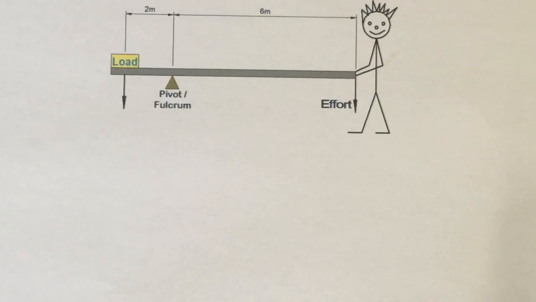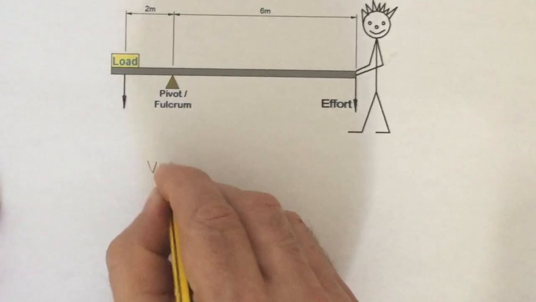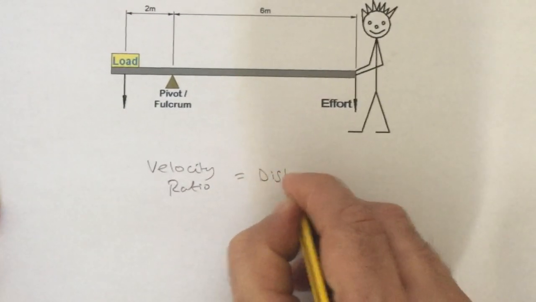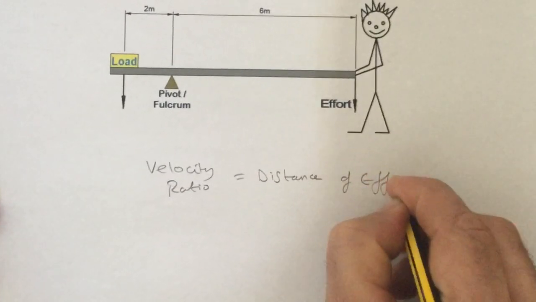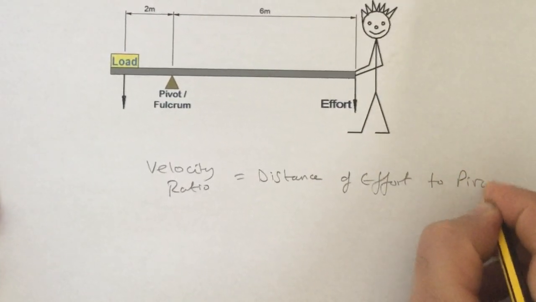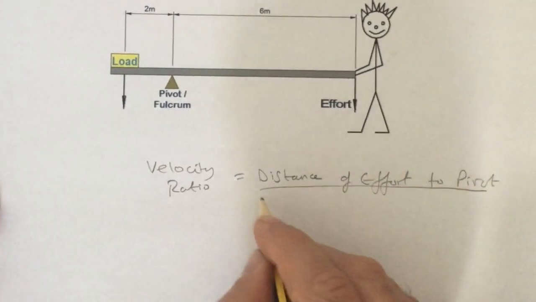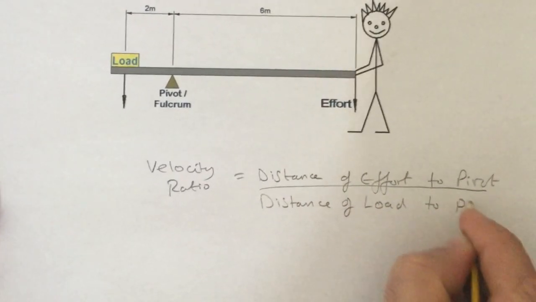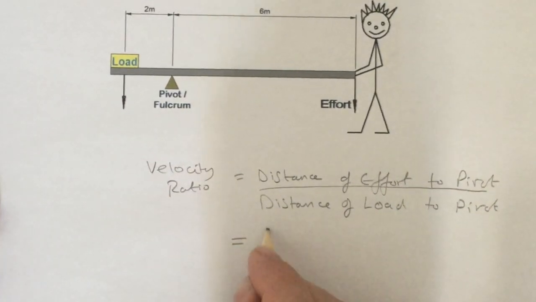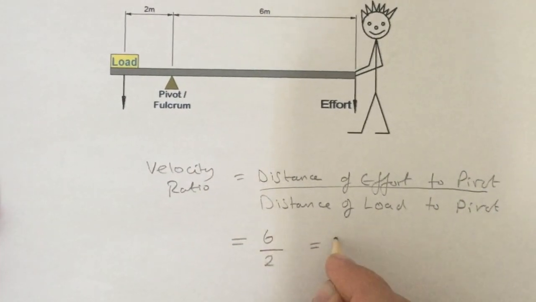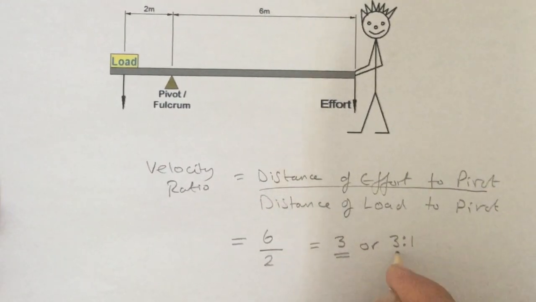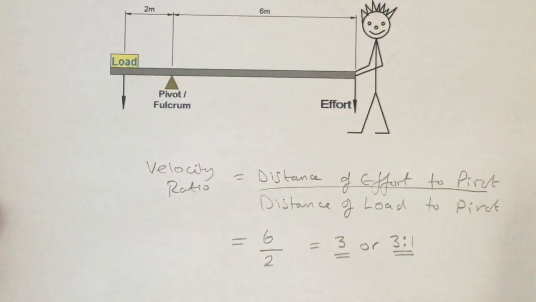So, velocity ratio equals the distance of the effort to the pivot divided by the distance of the load to the pivot. And this equals 6 divided by 2, which is 3. Or because it's a ratio, you can write it like this as well. Either 3 or 3 to 1. In other words, the effort end moves 3 times further and 3 times faster than the load end.